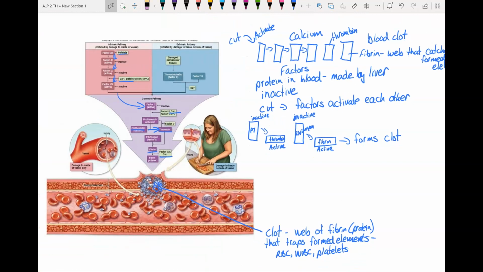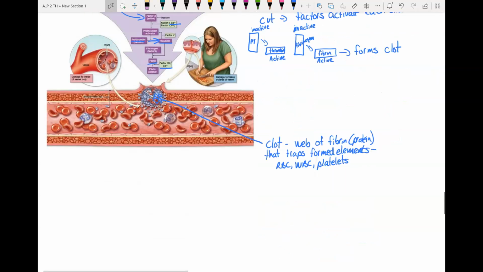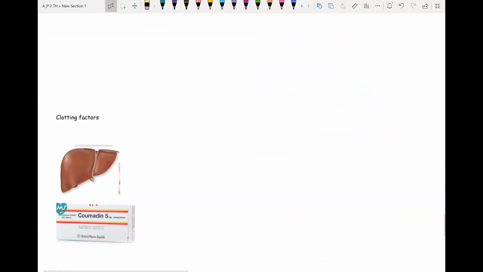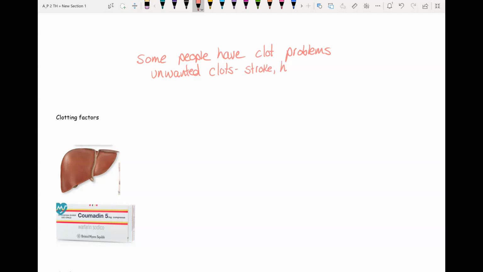Okay. Once scientists understood how this worked, then they can figure out ways to manipulate it. So sometimes you don't want a clot. Some people have problems with clotting. Okay, you can get unwanted clots. Ideally, they just form when you get a cut and you need it in order to stop bleeding. But you can get unwanted clots. And unwanted clots can cause stroke. They can cause heart attack.